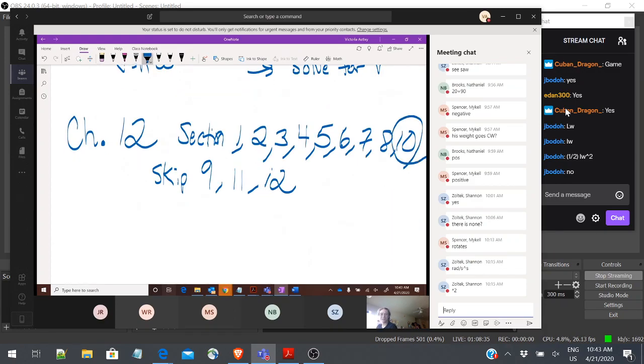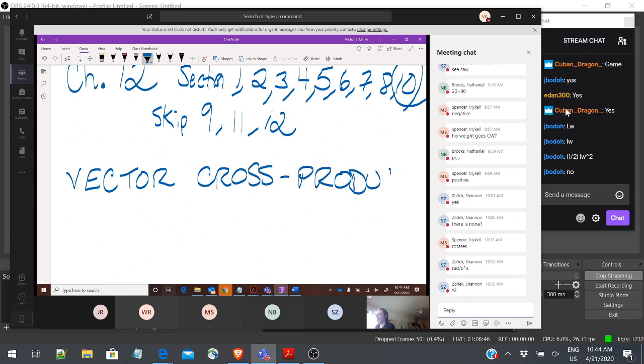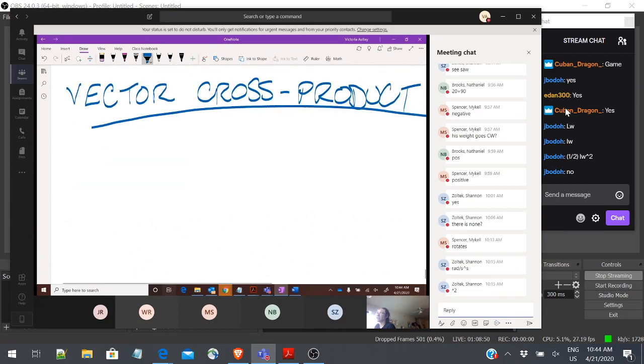So 10 is about the vector cross product. I think I want to make a video, but it's also really difficult to do this without being able to show you my hands, because it's all about doing the right hand rule.